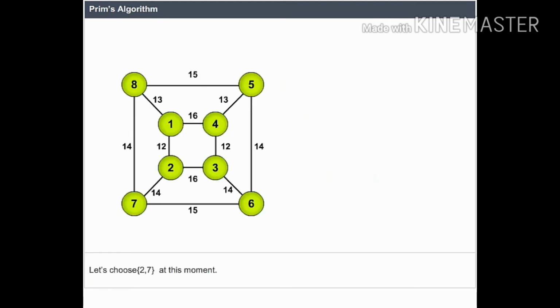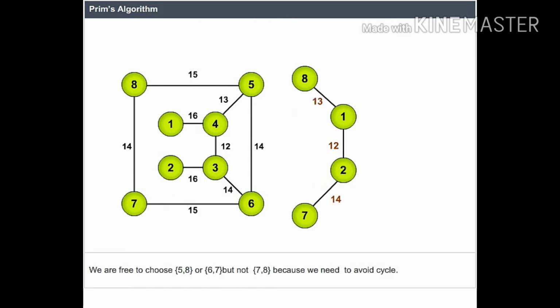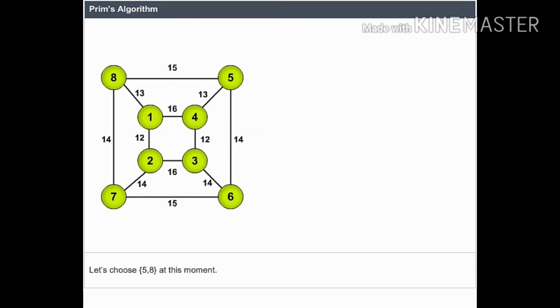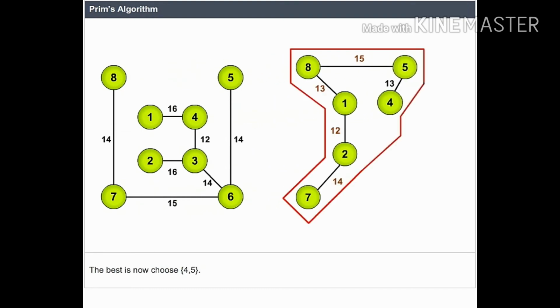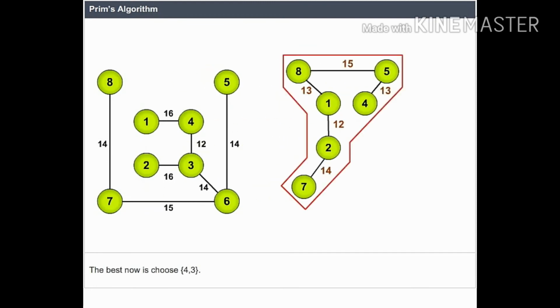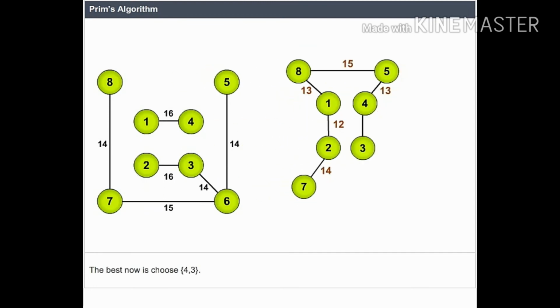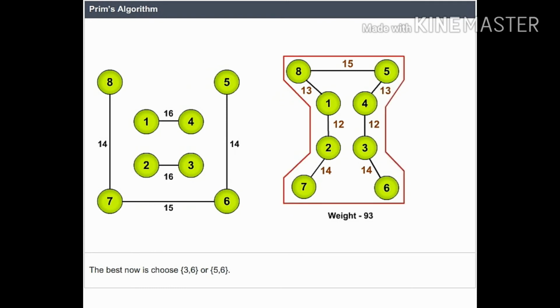Let's choose (2, 7) at this moment. We are free to choose (5, 8) or (6, 7), but not (7, 8) because we need to avoid a cycle. Let's choose (5, 8) at this moment. The best is now to choose (4, 5). The best now is to choose (4, 3). The best now is to choose (3, 6) or (5, 6). An MST is formed.